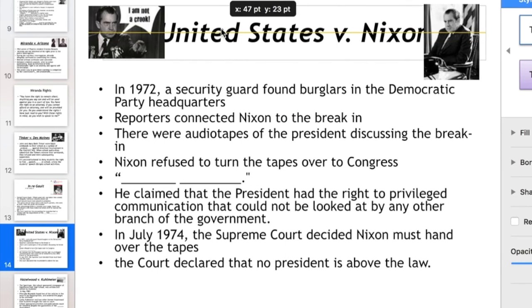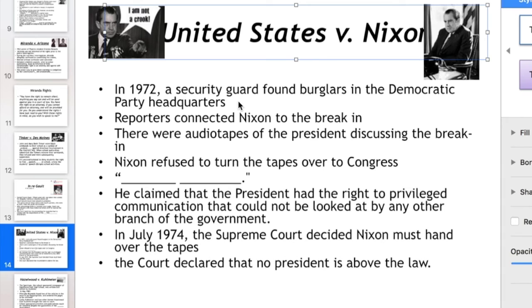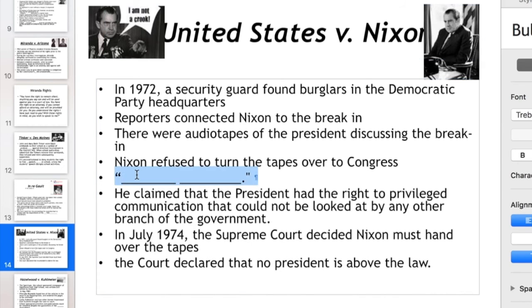United States versus Nixon. In 1972, a security guard found burglars in the Democratic Party headquarters. Reporters connected Nixon to the break-in. There were audio tapes of the president discussing the break-in, and Nixon refused to turn the tapes over to Congress. He said that he had, quote-unquote, executive privilege. He claimed that the president had the right to privileged communication that could not be looked at by any other branch of government. In July 1974, the Supreme Court decided Nixon must hand over the tape, and this means that no president is above the law.